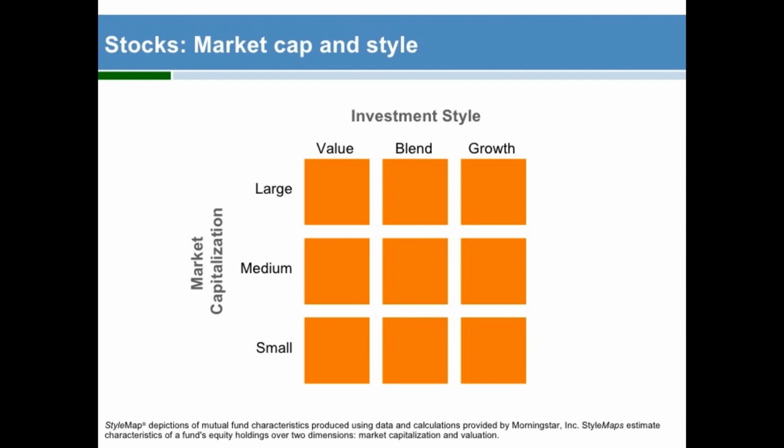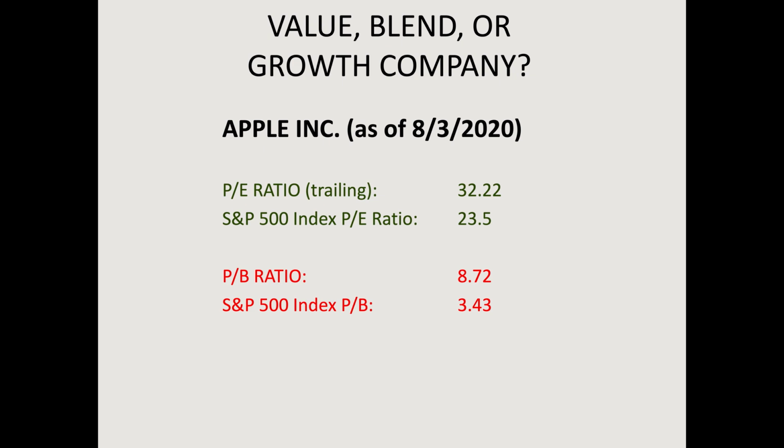Now, sometimes it's interesting to try to classify stocks. Are they value stocks? Are they growth stocks? Or are they something in between? Apple is the largest company in the world in terms of its market cap. $1.7 trillion is the value of all the common stock in Apple. The PE ratio is an astonishingly high 32. That means investors were willing to pay $32 for the last 12 months of earnings of that company. The price-to-book ratio was 8.72, which means investors were willing to pay $8.72 for every dollar of book value of that company.